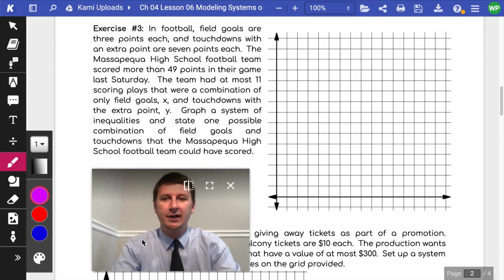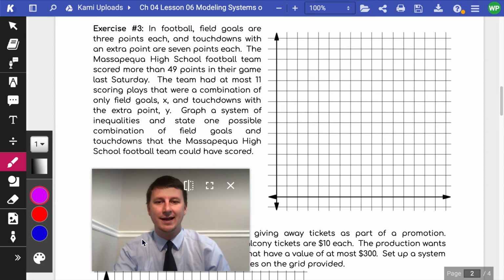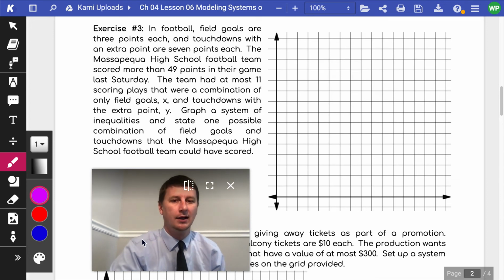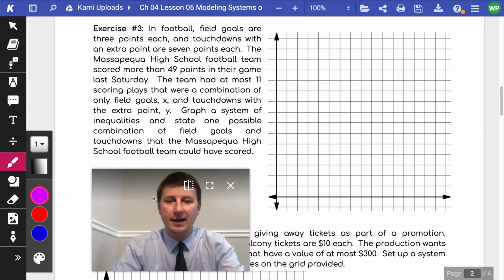Algebra 1. And in this video, we're going to be looking at exercise number 3 in lesson 6 on modeling systems of linear inequalities. It says, in football, field goals are 3 points each, and touchdowns with an extra point are 7 points each. The Massapequa High School football team scored more than 49 points in their game last Saturday. The team had at most 11 scoring plays that were a combination of only field goals, X, and touchdowns with the extra point, Y. Those were the only possibilities. Graph a system of inequalities and state one possible combination of field goals and touchdowns that Massapequa High School football team could have scored.